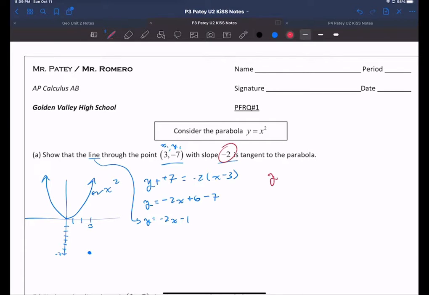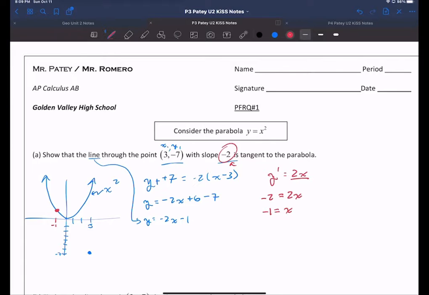So y prime would be 2x. This is the function that will give us the slope at any point. Like if we plug in 3 into this, it'll give us a slope right here, right? Now the slope in question is this -2. So where does y have a -2 as a slope? We plug in -2 for y prime to figure out where. And when I divide by 2 from both sides, I get -1 equals x. So at x equals -1, we have a slope of -2.